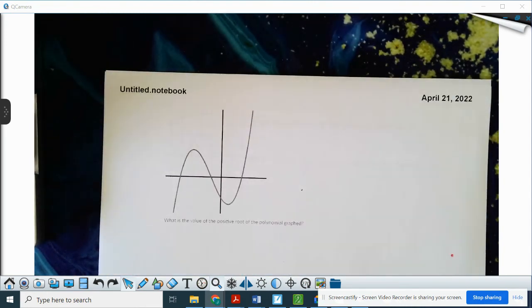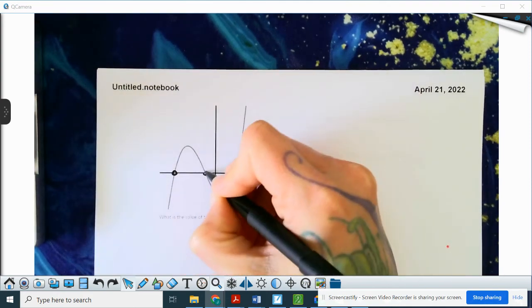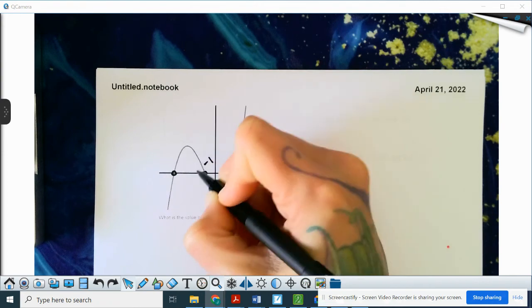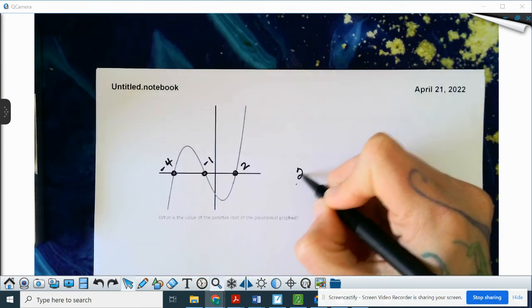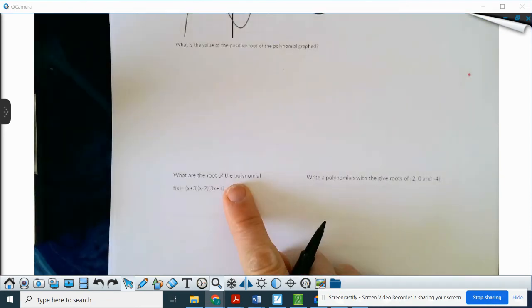What is the value of a positive root of the polynomial graph? So our roots would be here, here, here. So that's a positive 2, negative 1, and a negative 4. So the positive would be 2. It's the positive one. What are the roots of the polynomial?